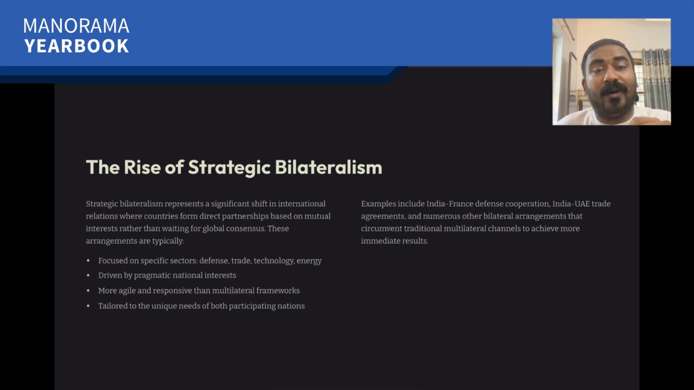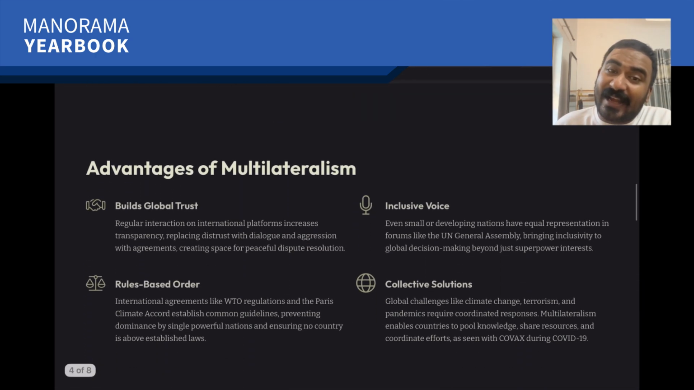So here you should understand what exactly strategic bilateralism is. It means two countries form a direct partnership, whether for defense, trade, technology or even climate action, based purely on national interest. For example, India-France defense cooperation or India-UAE trade agreements. These are bilateral and strategic, driven not by global concerns but by political needs and mutual benefits. Sounds ideal, right? But like everything else, even this system has its strengths and weaknesses.